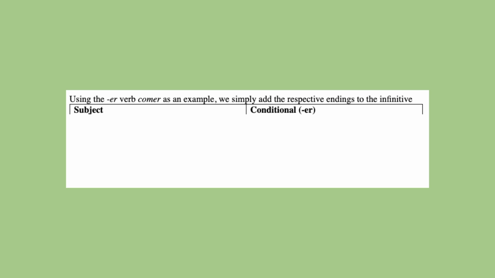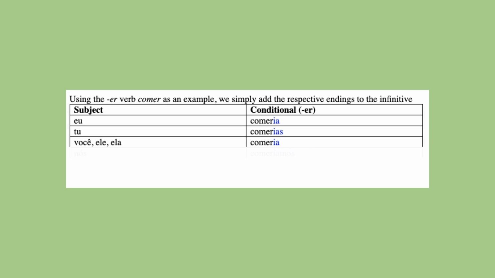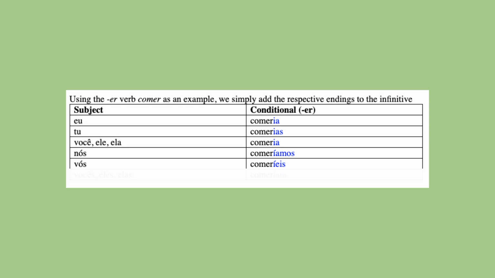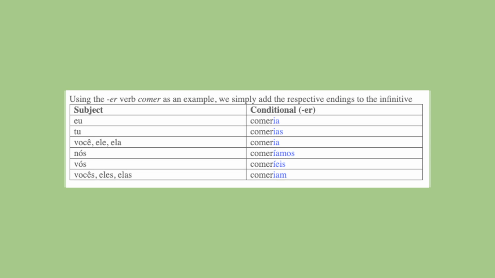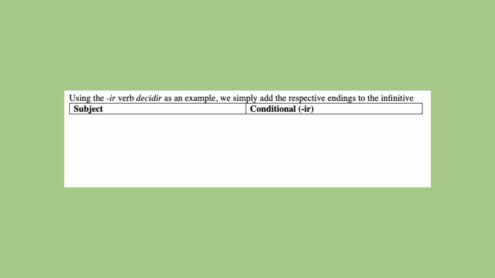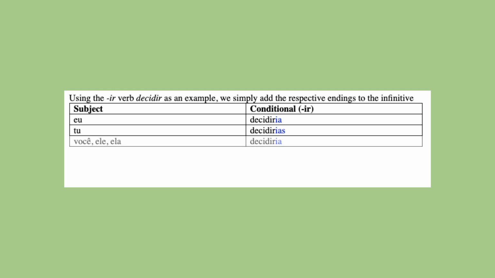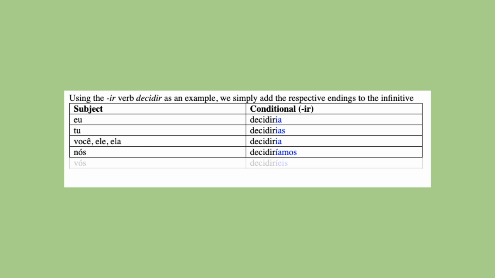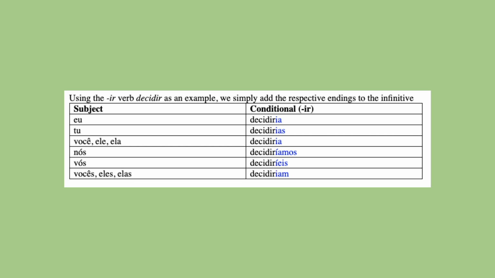For comer, we again simply attach the conditional endings to the end of the infinitive form of the verb. Comeria, comerias, comeria, comeríamos, comeríeis, comeriam. And for decidir, we again simply attach the conditional endings to the end of the infinitive form of the verb. Decidiria, decidirias, decidiria, decidiríamos, decidiríeis, decidiriam.